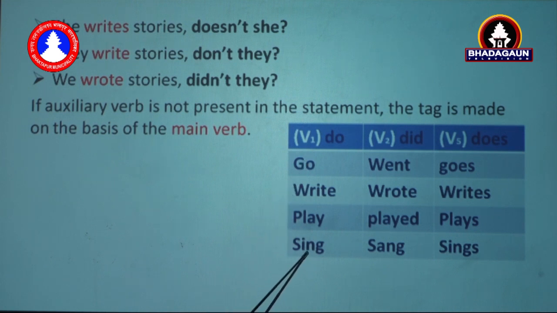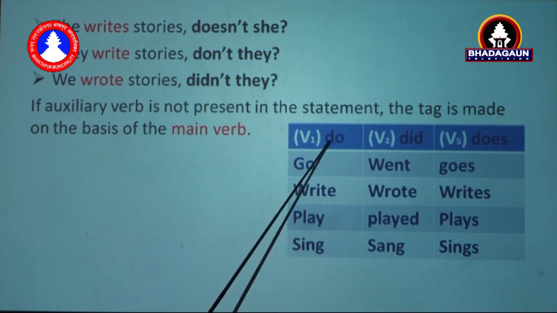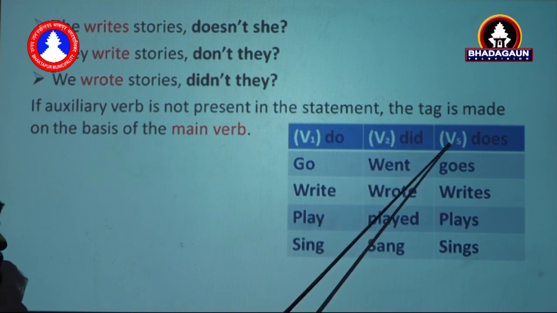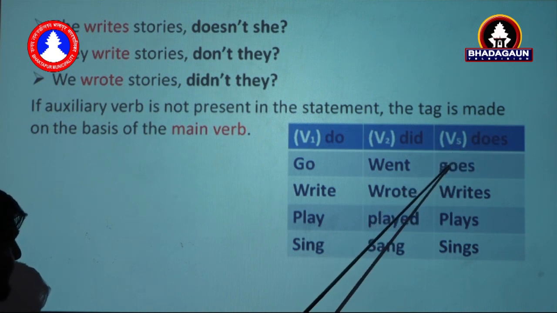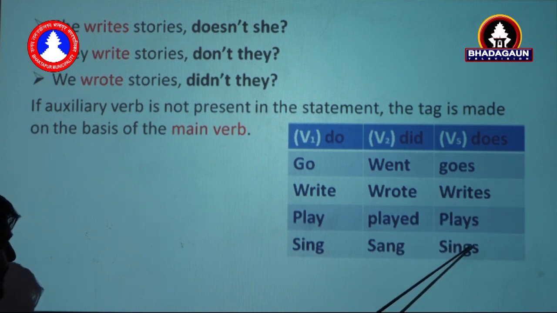If verb 1 is present in the statements, always use do. If verb 2 is used in the statements, use did. If verb 5 is used as a main verb in the statements, use does. For example, verb 5 means goes, writes, plays, sings, with s or es at the end of verb 1.